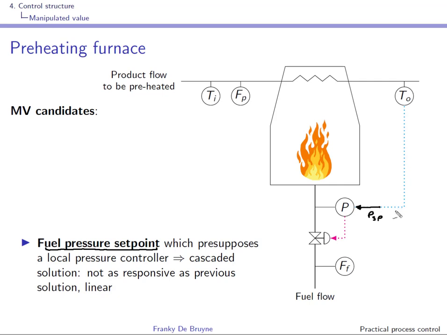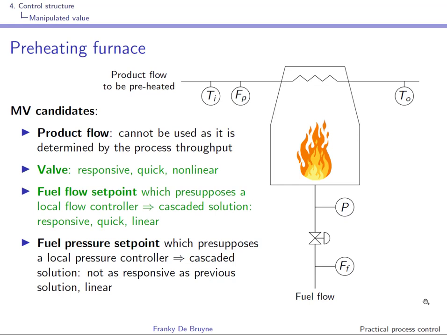When you compare this cascaded solution with the previous cascaded solution, you will see that it is not as responsive as the previous cascaded solution, because if you implement here a pressure controller, it will indirectly influence the fuel flow, so you might as well implement directly a fuel flow controller. Okay, so this one we will not consider, because the other alternative to use the fuel flow set point is more responsive. As a conclusion, we have retained two candidate MVs.